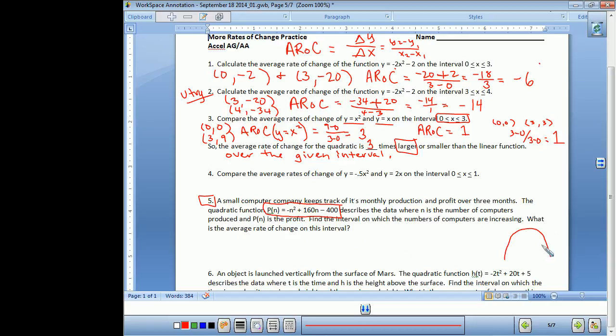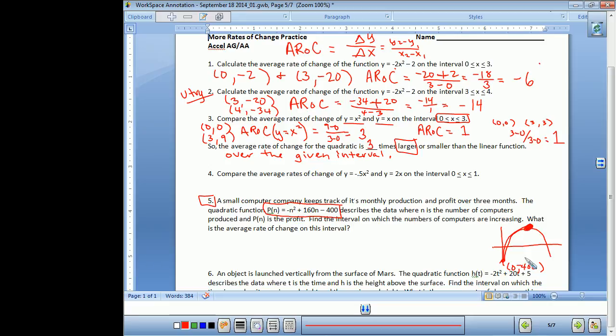Well, wouldn't it be increasing all the way up to the max? Yes, the vertex. Now on this particular one, I know my y-intercept is negative 400, which means when I produce 0 computers, I'm losing money. Because I had to buy materials, I had to pay for electricity to the building, all those things are going to cost me. So even if I produce nothing, I'm losing money. But after that, we start gaining, right? And we're going to gain up until this point. It's increasing up till here.